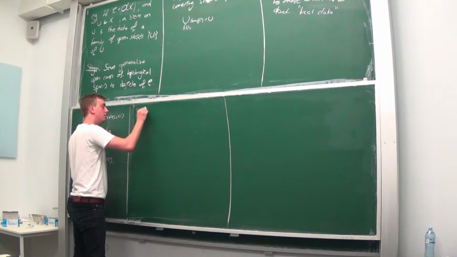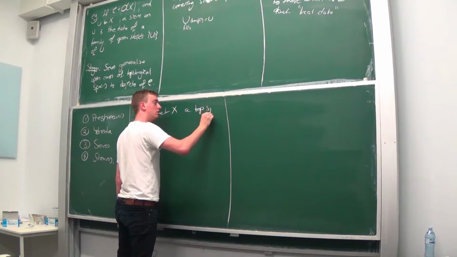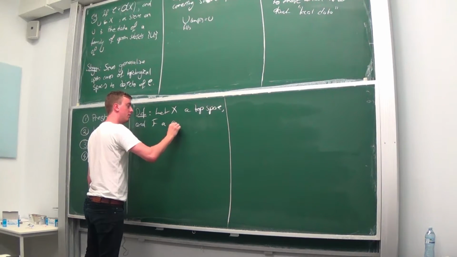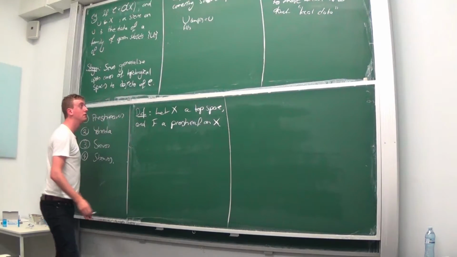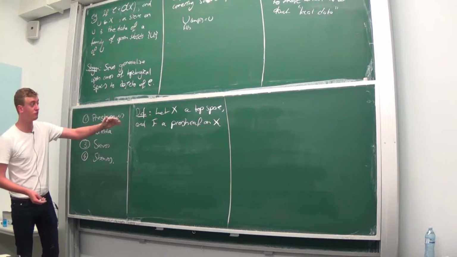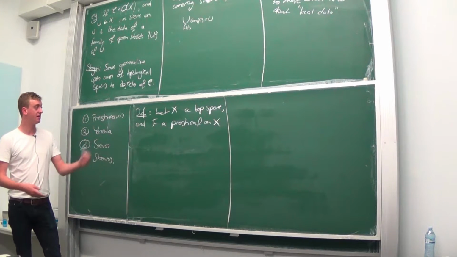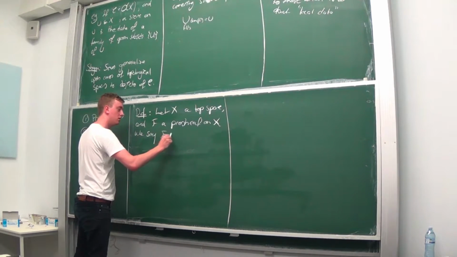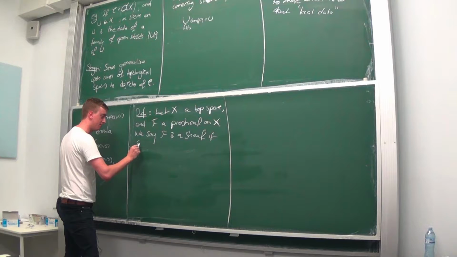So, definition. Let X be a topological space, and F a presheaf on X. Now, we want F to, in this case, know about local data. This makes sense, strictly speaking, on a topological space. So local data means data available from an open cover. So we want F to be compatible with the open cover in some way. So we say F is a sheaf if it satisfies the following axiom.